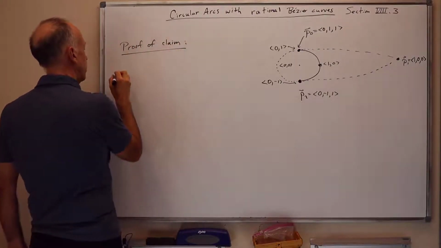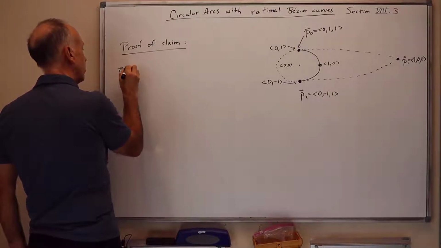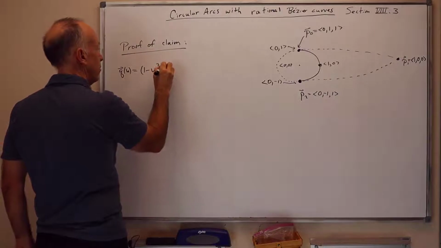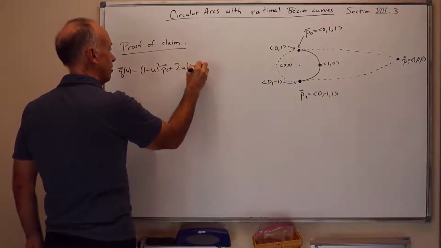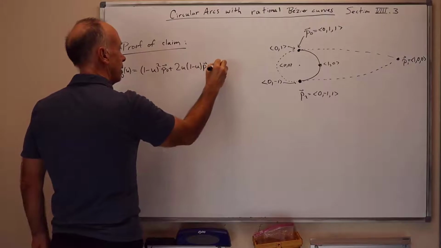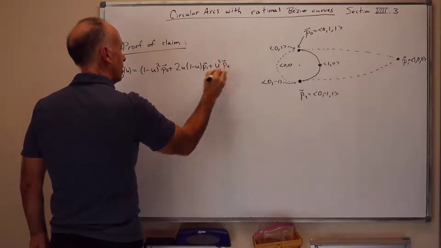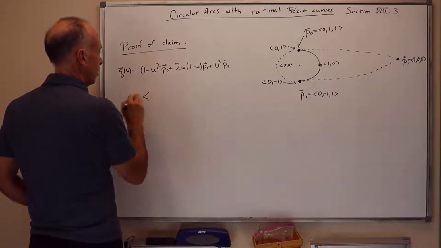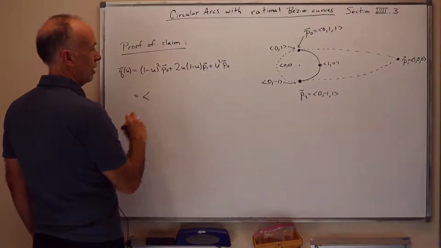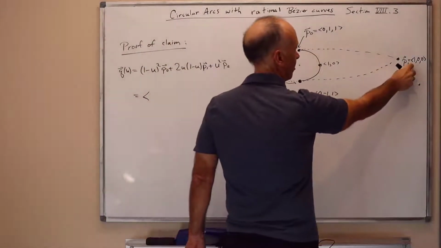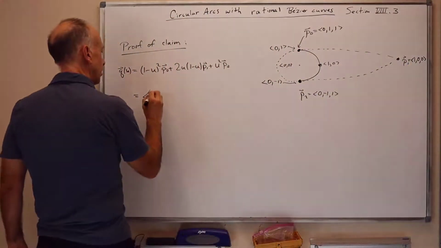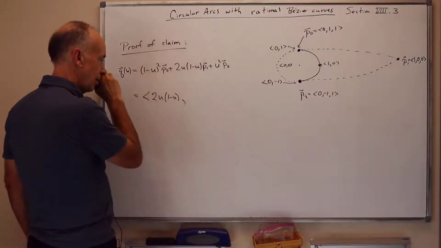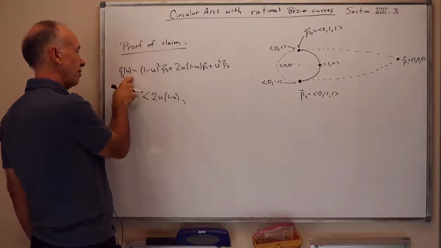So for the proof of the claim, we just expand the definition of q of u to get started. So q of u is (1 minus u) squared P0 plus 2u(1 minus u) P1 plus u squared times P2. So to write this out in terms of x, y, z components, the only place where there's an x value that's non-zero is in P1. So this is 2u times (1 minus u), and this is the first component of the 3-tuple for q of u.